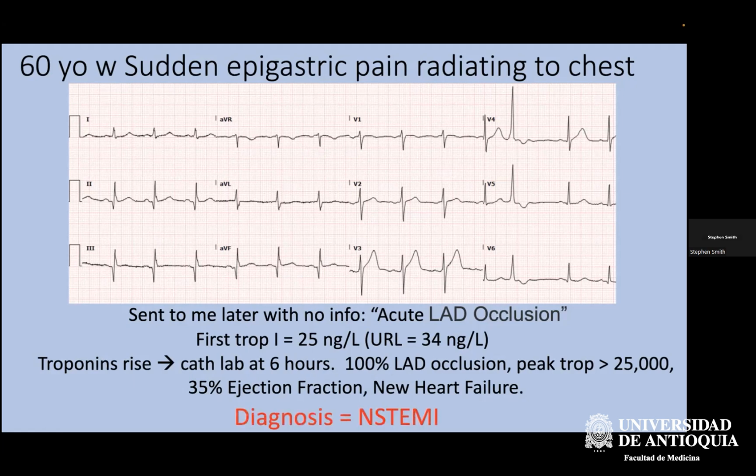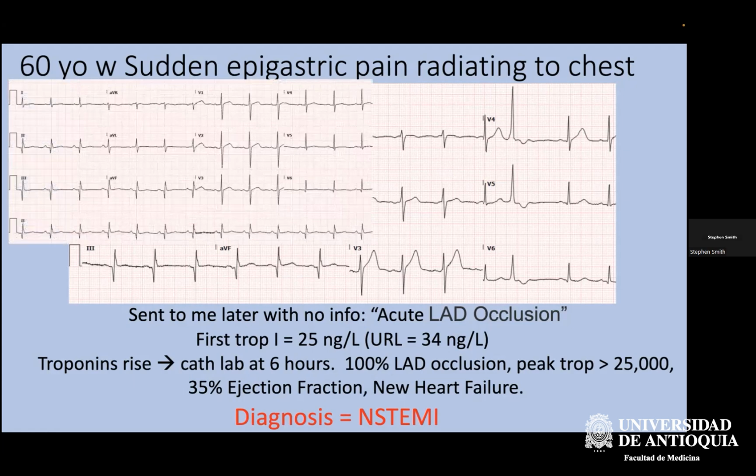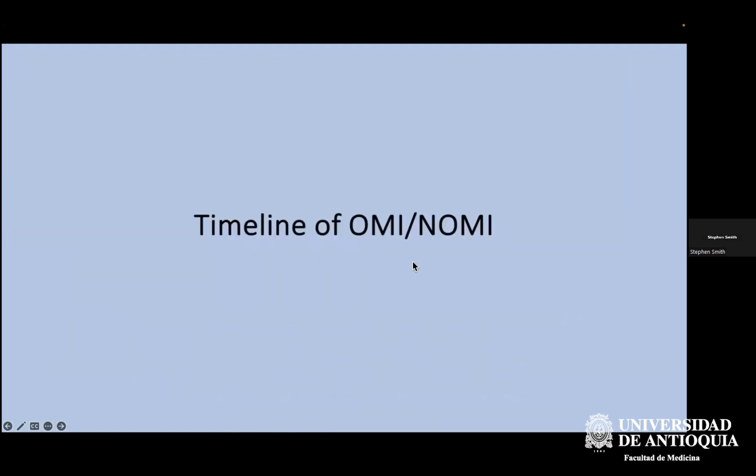NSTEMI. What a worthless diagnosis. The patient loses half his heart, and he gets a diagnosis of NSTEMI. And in fact, later, his baseline EKG was found, and you can see this is a normal T wave, and this is a hyperacute T wave. All right, big difference. So timeline of OMI, NOMI.